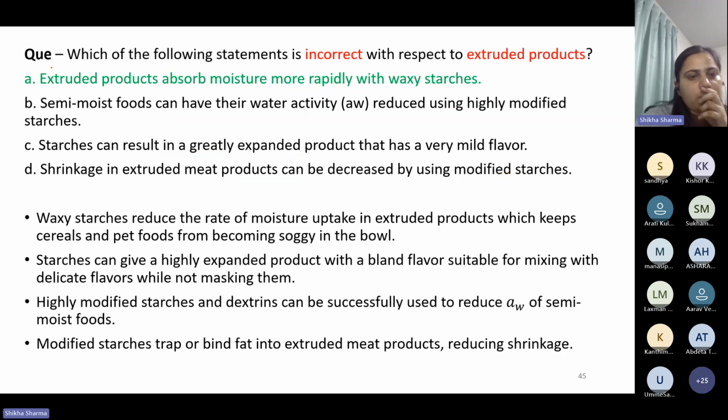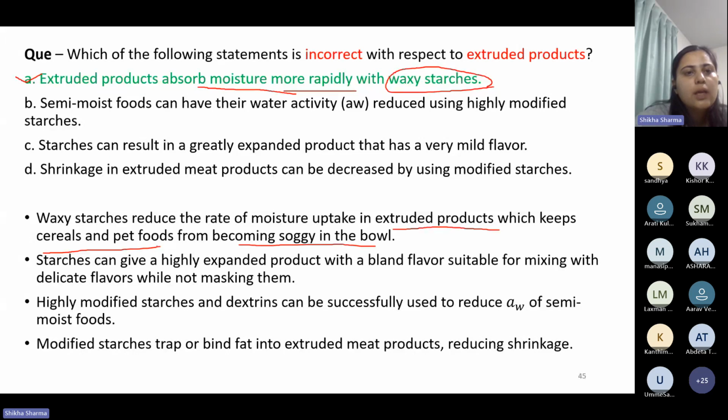So what happens? Waxy starches reduce the rate of moisture uptake in the extruded products, which keeps the cereals and the pet foods from becoming soggy when they are in the bowl. Whereas the statement says it absorbs moisture more rapidly when we add waxy starches, waxy starches prevent the moisture uptake. So option A is incorrect.